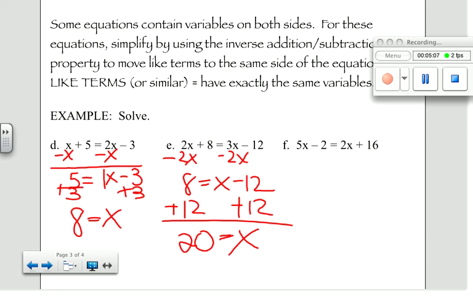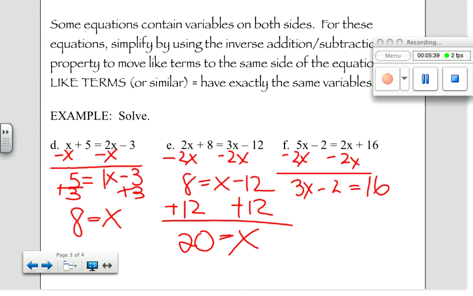Not too terribly difficult, as long as you put your like terms together on opposite sides of the equal sign. 5x minus 2 equals 2x plus 16. You're going to subtract 2x from both sides. This time I moved it to the left. 5x minus 2x is 3x minus 2 equals my 16.